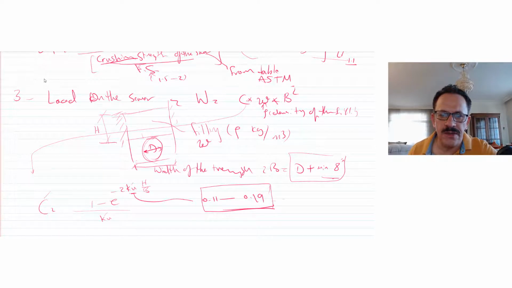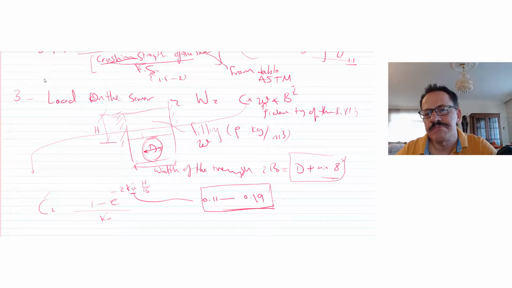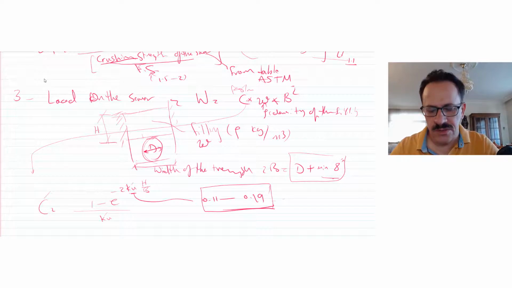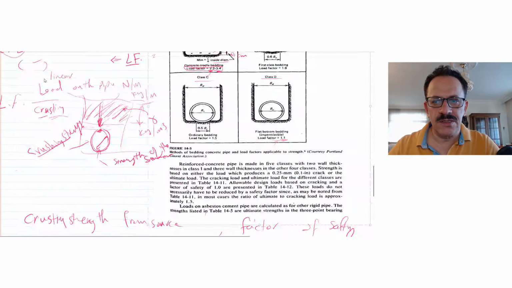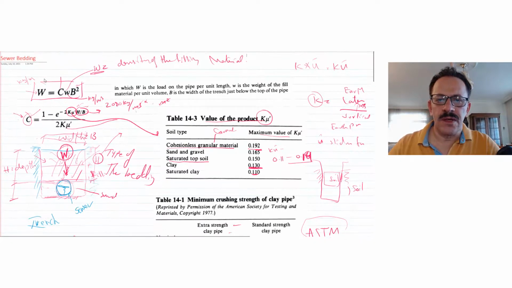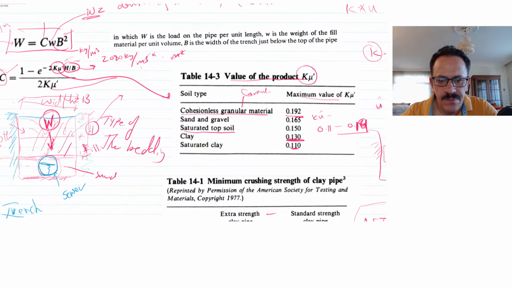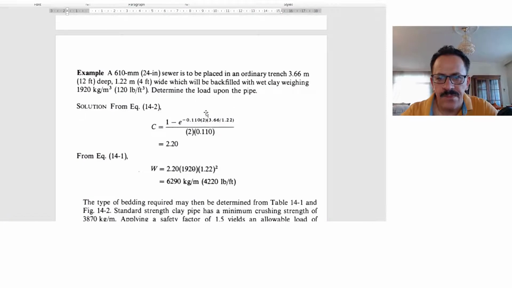It will be unitless, and I will use it in calculating the W, and then it will be in kilogram per meter, then divided by the crushing. I will get the load factor. After that, I will decide which is the class that I should use. Now I think we have an example on this. Yeah, here's the example.